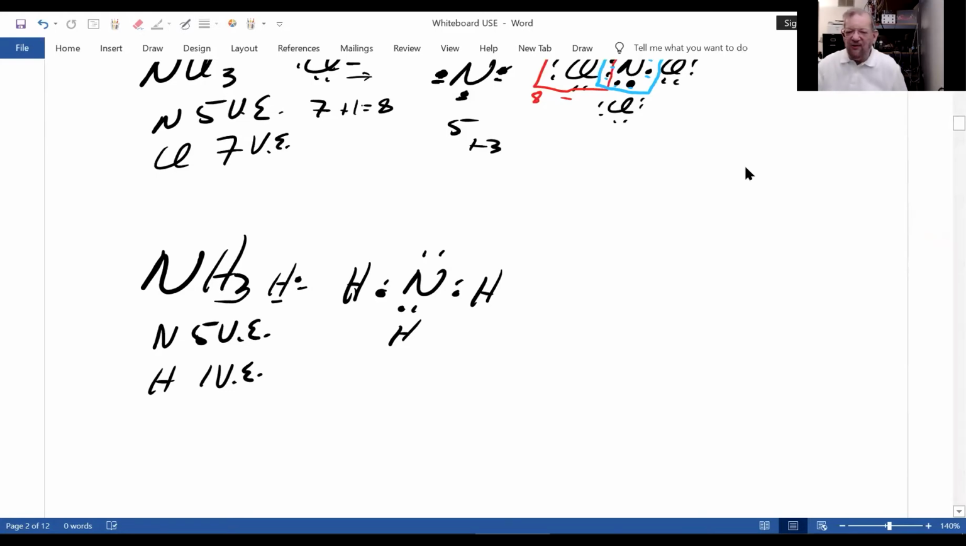Now, I've got a good question. In the ammonia you just drew, put a box around the non-bonding electrons and put a circle, or really an ellipse to be specific, around the bonded electrons.